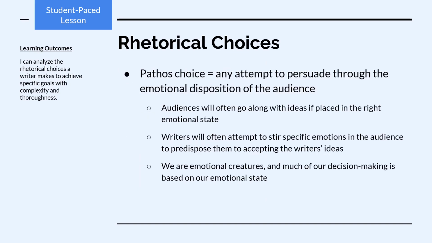Finally, let's look at pathos choices. A pathos choice is any attempt to persuade through the emotional disposition of the audience. Audiences will often go along with ideas if they're placed in the right emotional state. So writers will often attempt to stir specific emotions in the audience in order to predispose them to accepting the writer's ideas. We are, after all, emotional creatures, and much of our decision-making is based on our emotional state.